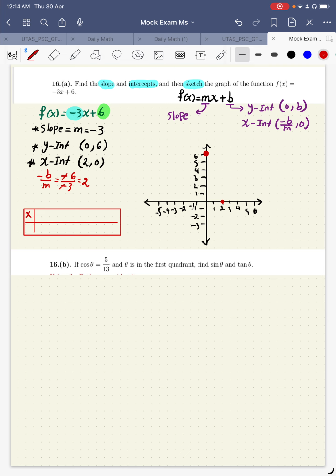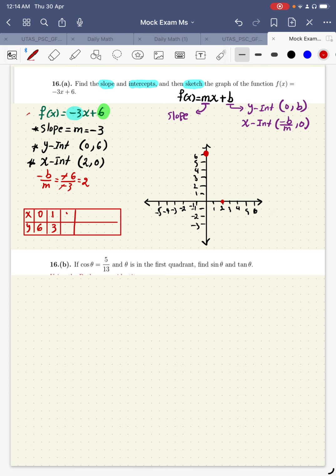So that's x and y. So if x is 0, then y is 6. If x is 1, then y is what? I'm gonna go back to the function here. Instead of x, I'm gonna write 1, and I'm gonna have here minus 3 times 1 plus 6, which is gonna give me what? 3. So the value of y is gonna be 3.